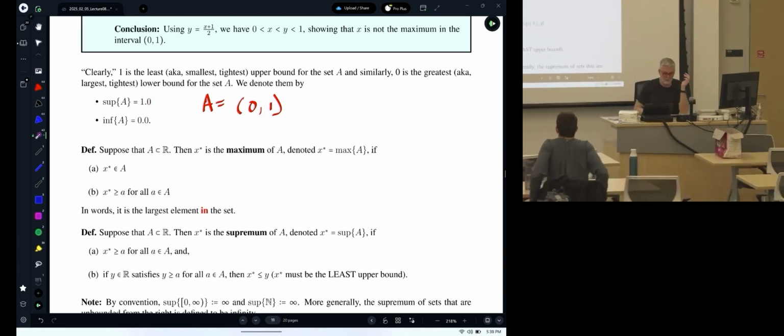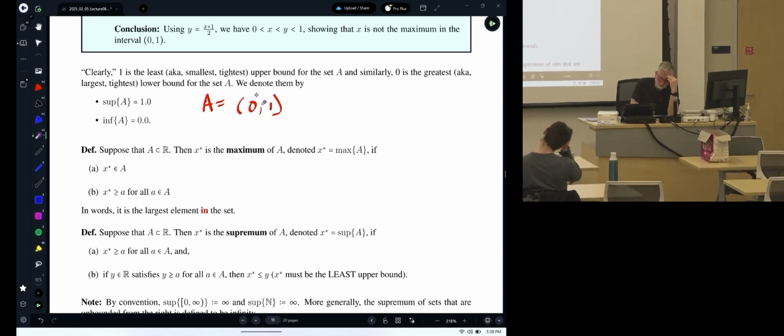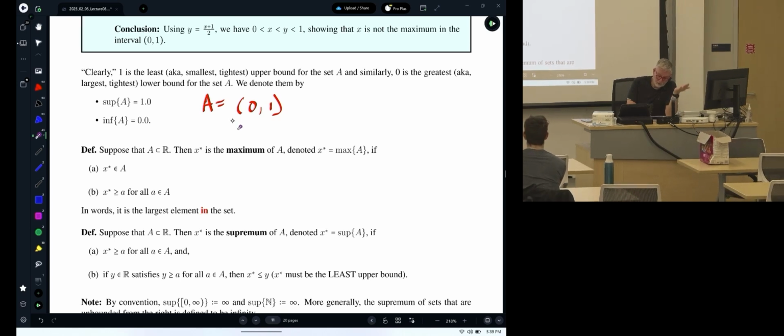So that's the supremum. And then here, -7 is a lower bound for this set, but it's not a very tight lower bound. -0.01 is a lower bound. -0.00001 is a lower bound, but the tightest lower bound would be 0.